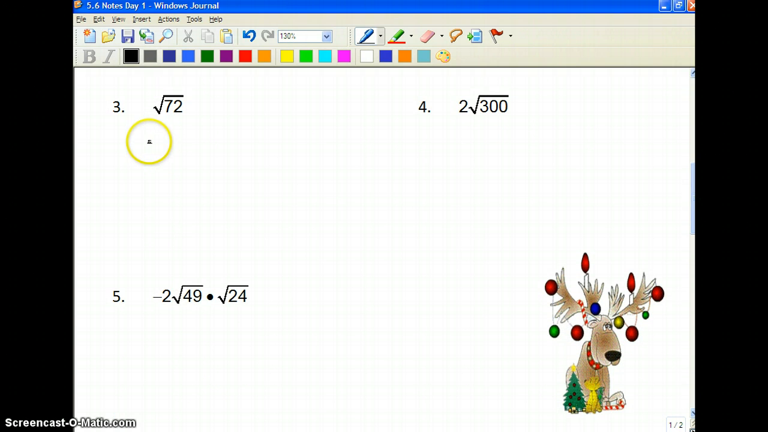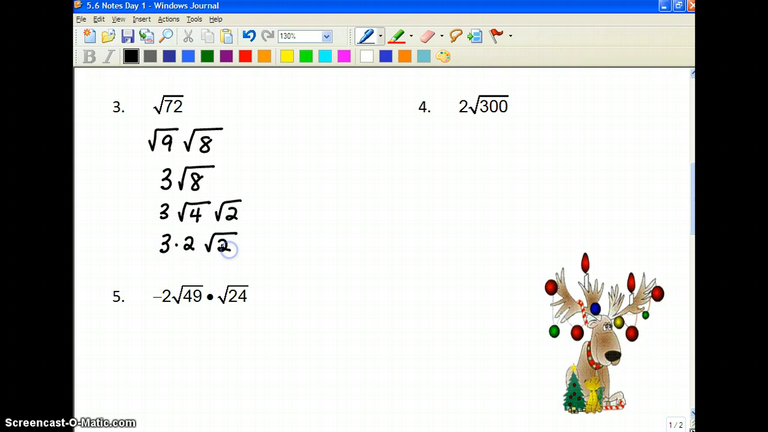The square root of 72. Most people will say that that's 9 times 8. Okay, well we know that the square root of 9 is 3, so they'll write 3 root 8. But that's not done, because you should recognize that there's a 4 inside of that 8. So that's 4 times 2, so that's 3 times 2 times root 2, which equals 6 root 2.